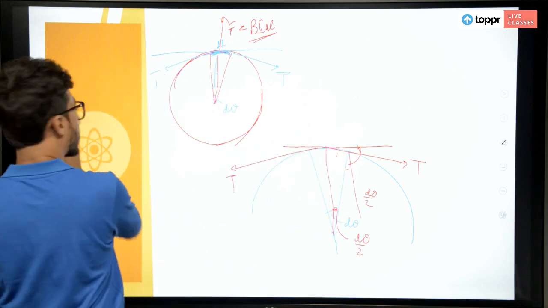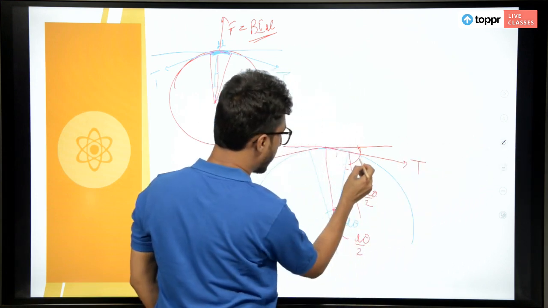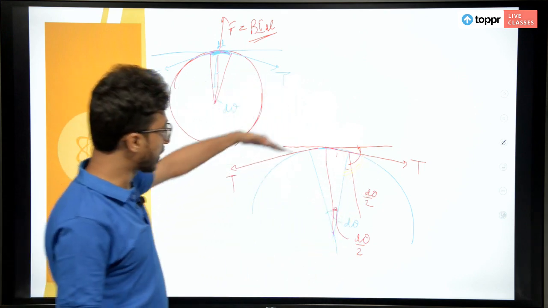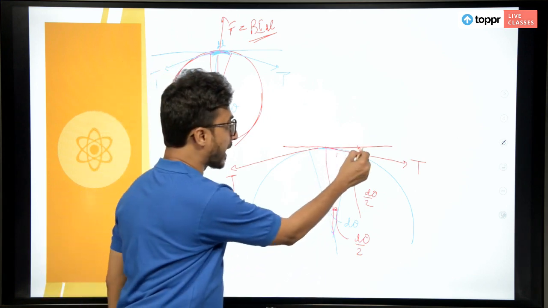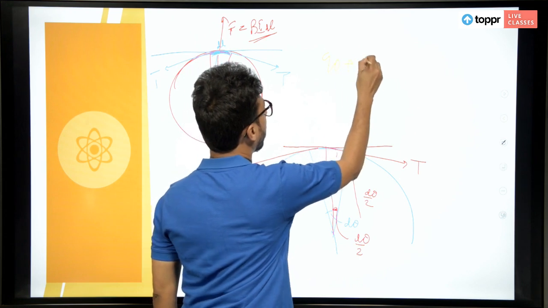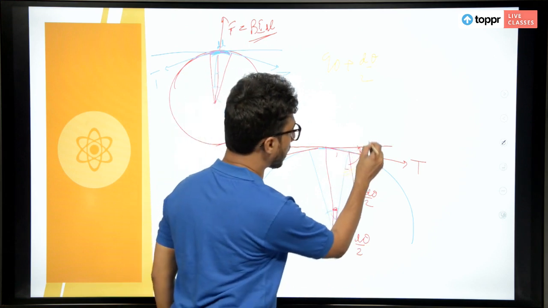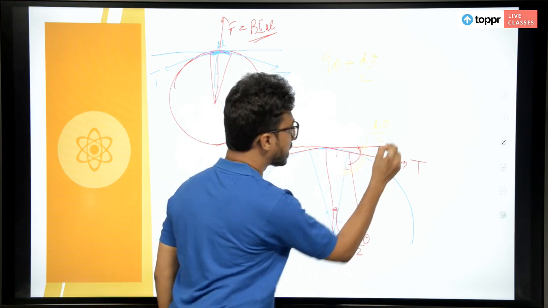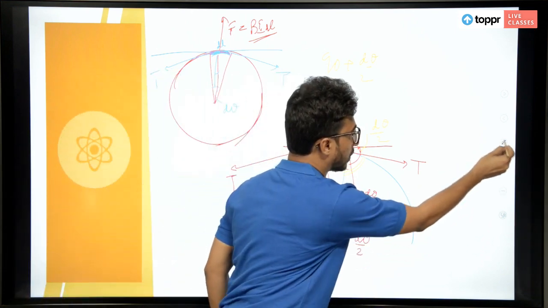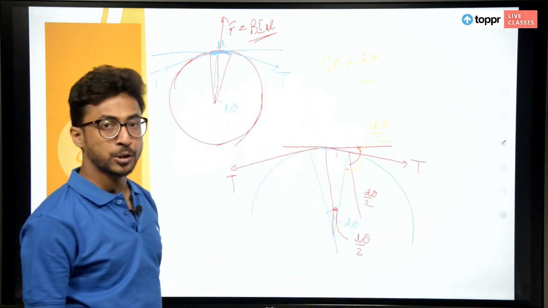Now this angle is again 90 because this is a tangent. The whole angle was 90 plus d theta by 2. Now this is 90, so this part will be again d theta by 2, isn't it? So let's get back to the original color. So this angle is nothing but d theta by 2.